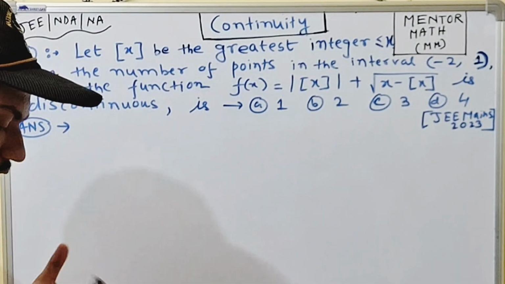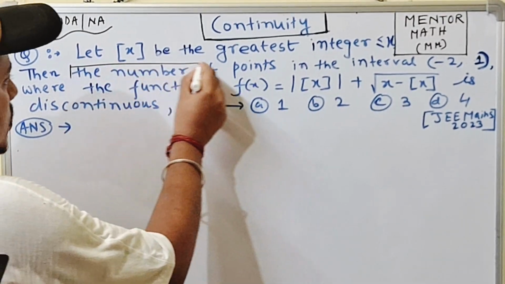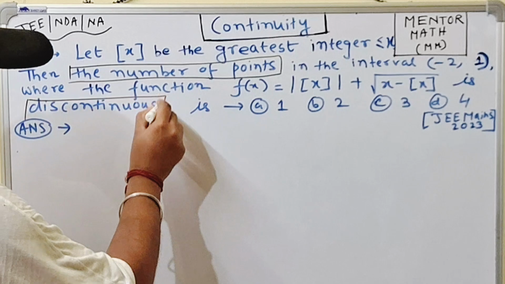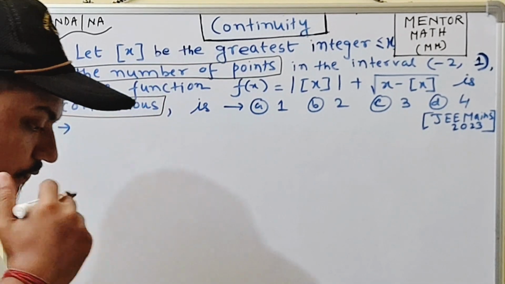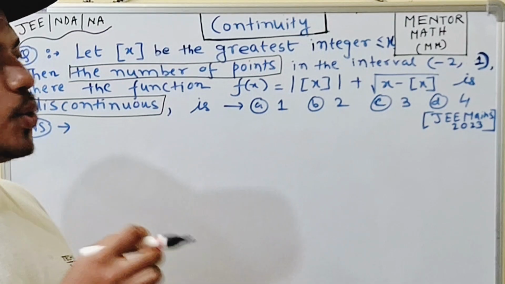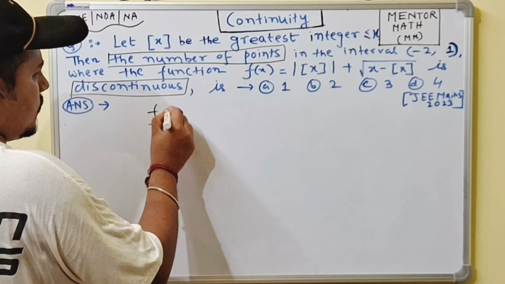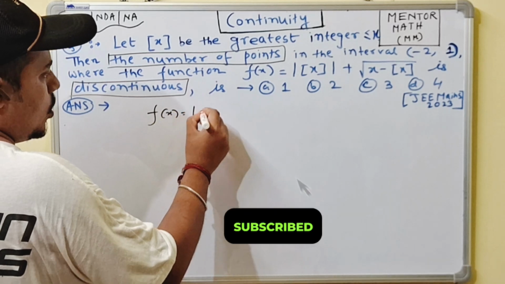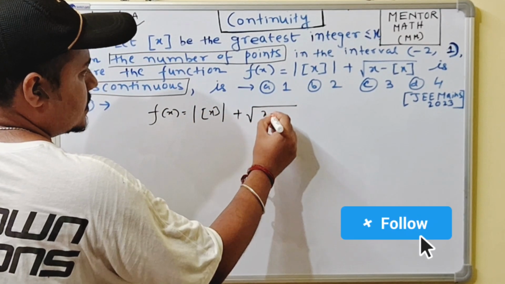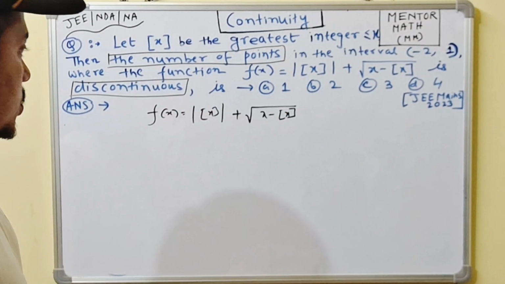What is the meaning of this question? You have to find the number of points of discontinuity. The function is discontinuous at how many points, you have to check. So what is your given function? f(x) is equal to |[x]| + √(x - [x]), and [x] means the greatest integer less than or equal to x.